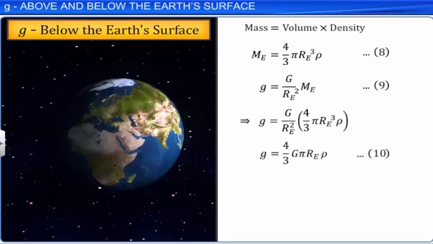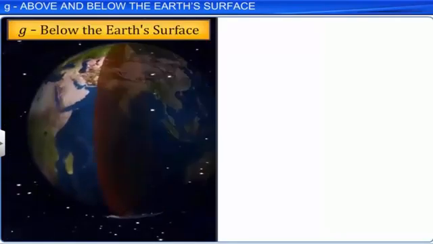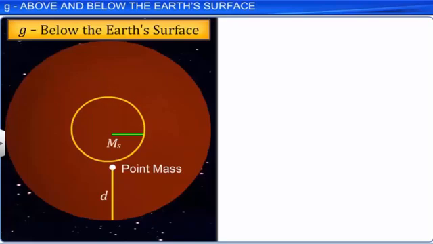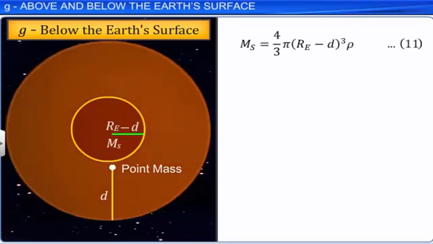Now, consider a point mass placed at depth d below the surface of the Earth. The Earth is considered to be made of a concentric shell of thickness d and a sphere of mass Ms and radius Re minus d as indicated. Thus, the mass of the inner sphere of Earth is represented by equation 11. Ms is equal to 4 by 3 pi into the cube of Re minus d into ρ. Here, the gravitational force between the shell and the point mass is 0, as it lies inside the shell.